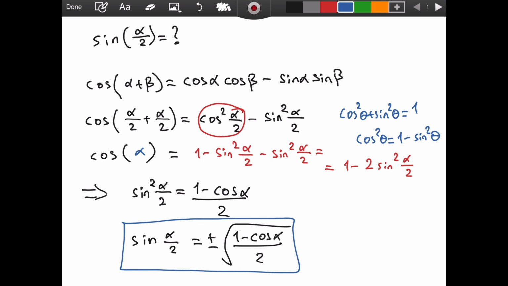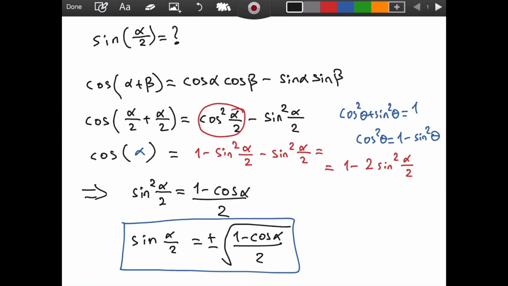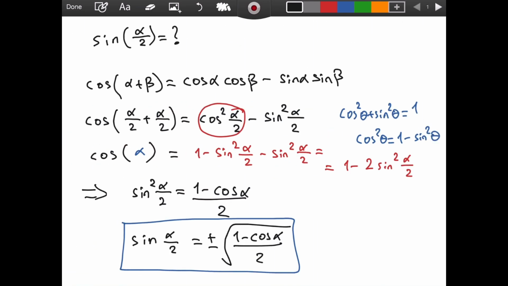Now let's do a similar thing for cosine of alpha over 2. And let's do that on the new page. So now we're asking the question, what is cosine of alpha over 2? Now I will start this derivation from a previous step of the last derivation. I will start it from this point. At that point, we have on the left cosine of alpha is equal to, on the right, now I will substitute for sine squared of alpha over 2.